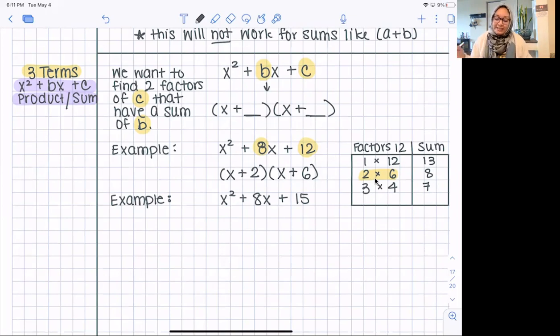So if you guys did that, the factors of 15 that add up to 8 are 5 times 3, right? 5 times 3 is 15. 5 plus 3 is 8. So my trinomial would have factored to x plus 5 and x plus 3. And it's okay if you flipped it. It could be x plus 3 times x plus 5. All right.